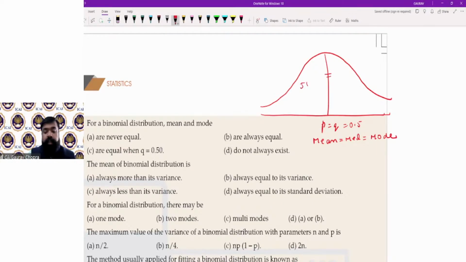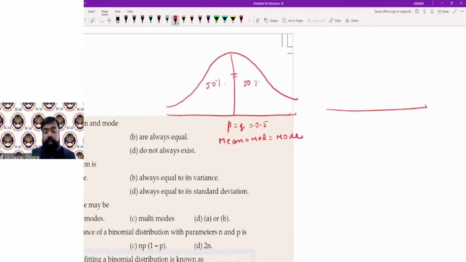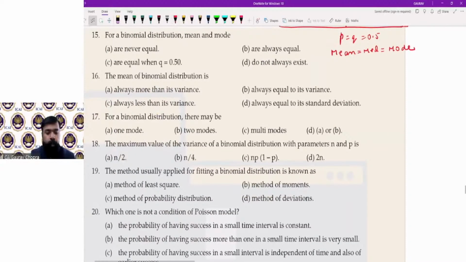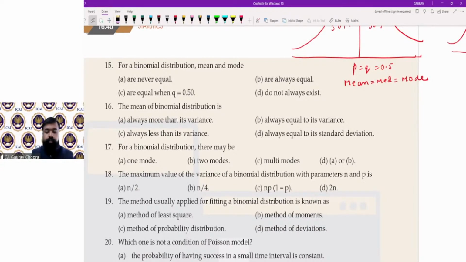So on both the sides, the area is equal, 50% on left hand side, 50% on the right hand side. In case the area is different on both the sides, let's say 60% area on right, 40% on left, we say that this distribution is skewed. And this is skewed more towards the positive side. So it is positively skewed. If the left-hand side area is more, then we say that it is negatively skewed. So skewed means on which side the area is more, on which side the frequency is more, that will be skewed. If on both the sides there is equal frequency, then it will be symmetric. So for 15th, what we have to tick, we can select option number C. Mean and mode are equal when q is 0.5.